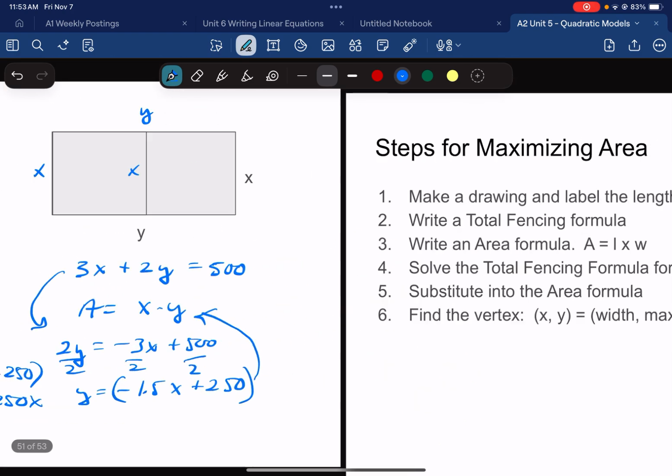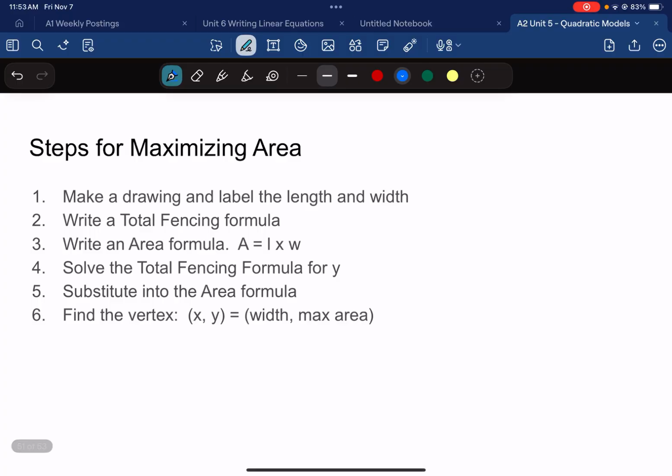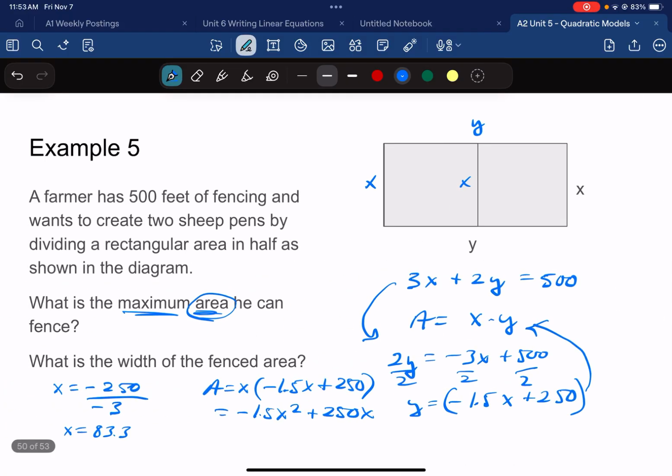Let's look at this next slide here. Oh yeah, we want the y value. So when x is 83.3, then we get the maximum y value. Okay? So now let's plug that back in and get y. So we have negative 1.5 times 83.3 squared plus 250 times 83.3.